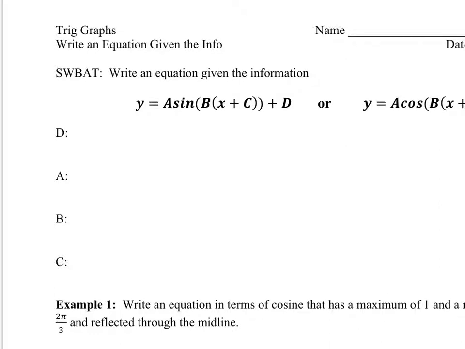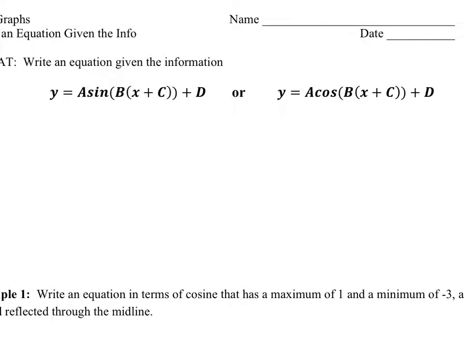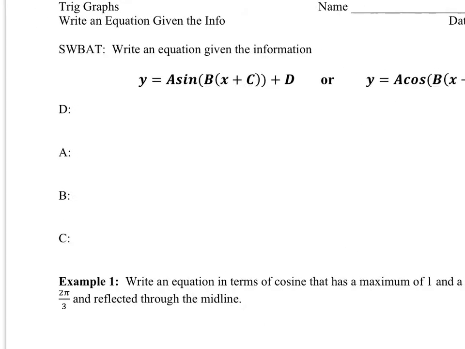Today we're going to be writing an equation given the info. What you have to remember are the basic equations of the sine and cosine graph. When we write the equation, we write the one where the b is an outie, not where the b is an innie. That's different. So when we do this, we have to remember a few things.